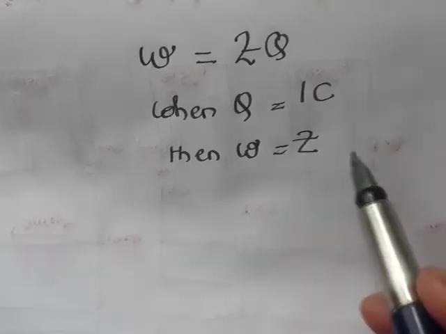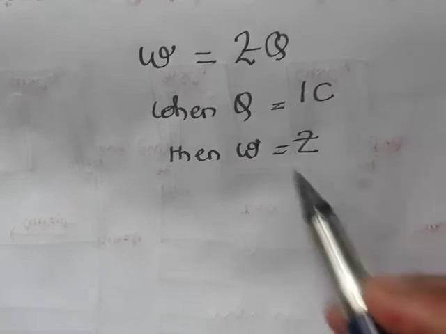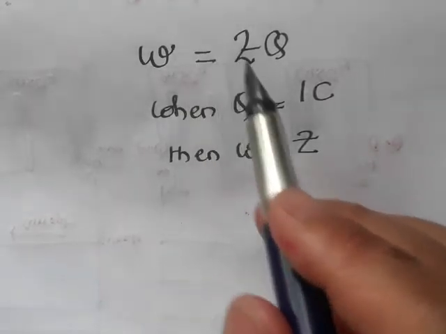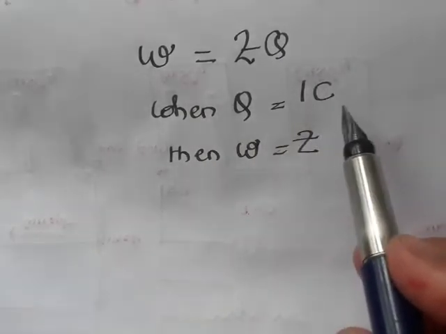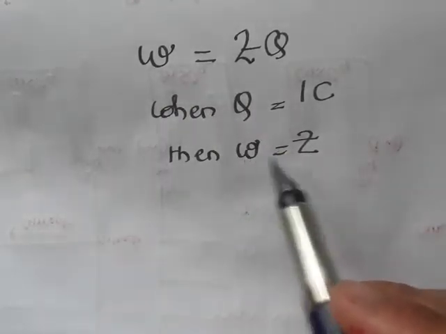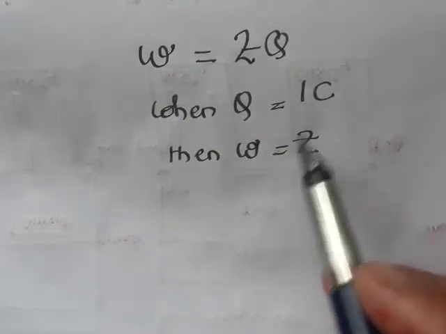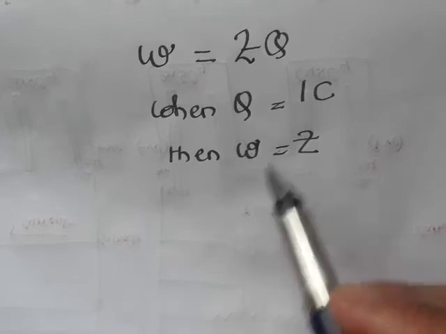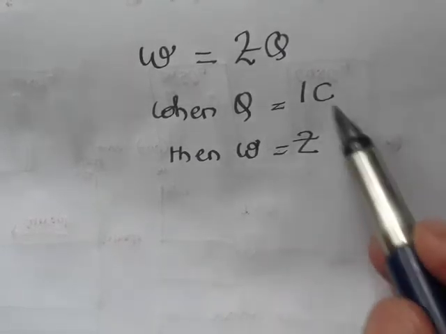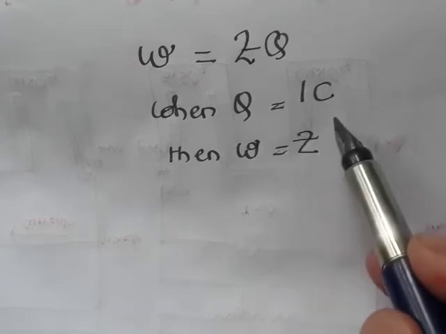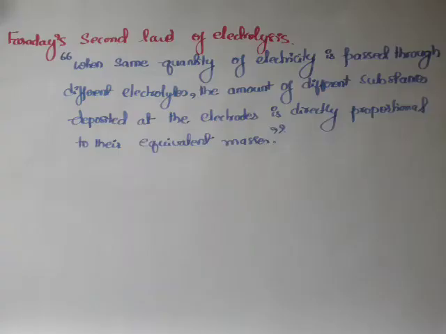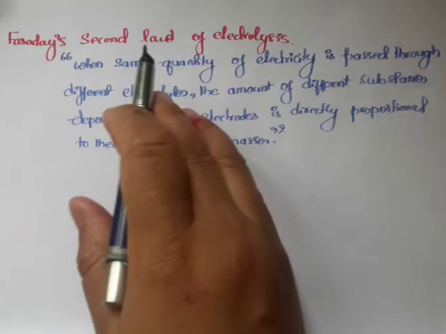Now how do we define this electrochemical equivalent? When Q becomes equal to 1 coulomb, we can write this equation as W equal to Z. So the electrochemical equivalent is the amount of substance deposited or liberated when 1 coulomb of electricity is passed through the electrolyte.